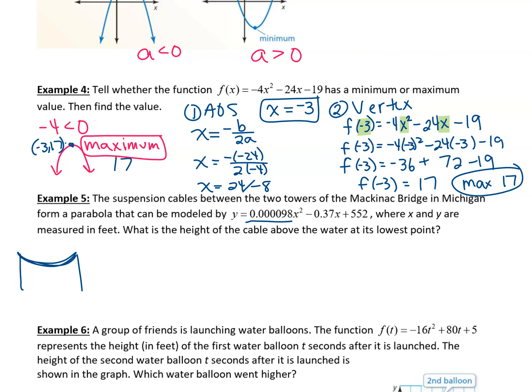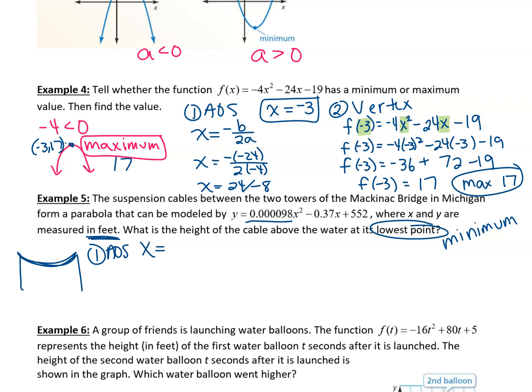So then it says where x and y are measured in feet, the units are going to be important. What is the height of the cable above the water at its lowest point? So lowest point means we're looking for a what? A maximum or a minimum? A minimum. Circle that lowest point. And so now we're going to use the same steps we used in example 4. For this, only the numbers are going to be lots uglier, so we're going to want to use our calculator for this. We'll start with finding the axis of symmetry.